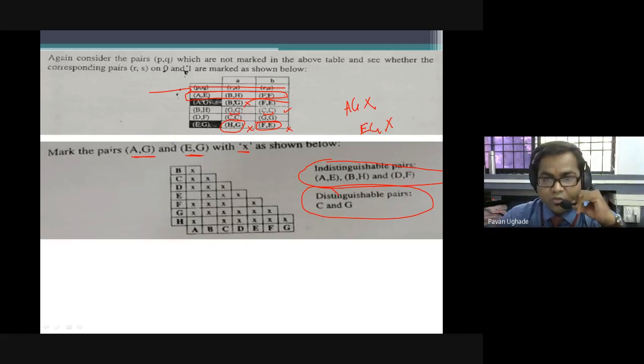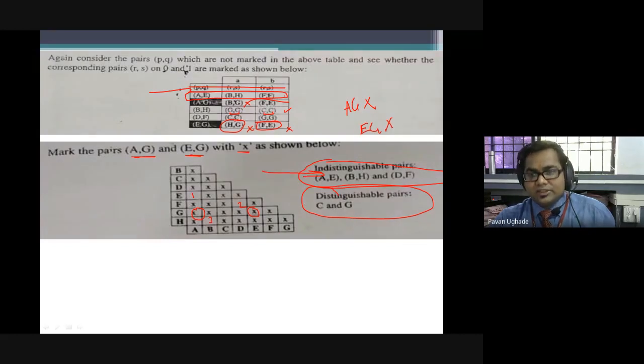Yes, students, are you getting it? EG I have marked as cross here, as well as AG. Are you understanding, guys? I know it is a little difficult, but as we do a lot of practice, we will get familiar with this, and we can do those things in the upcoming classes. So now we are left with only 3 pairs, and we have come across the indistinguishable states and the distinguishable pairs.